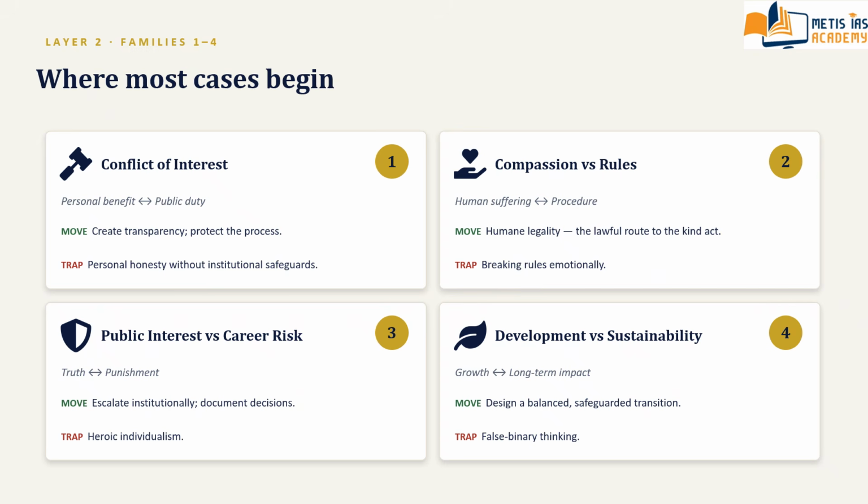Family number one is conflict of interest. What type of questions are asked under this family? The pattern of the case is like this: personal benefit versus public duty, or public duty versus personal benefit. These are the conflict of interest type of questions asked in UPSC. What is the winning move here? Create transparency, protect the process. That should be the winning move.